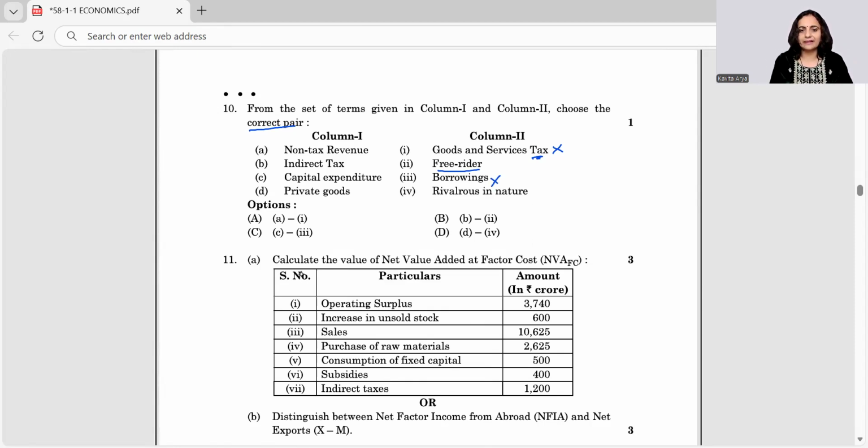Again, this is incorrect. Private goods are rivalrous in nature. This looks good. Why? Because we know public goods are non-rivalrous. So private goods would be rivalrous in nature. So this D comes out to be the correct answer here.